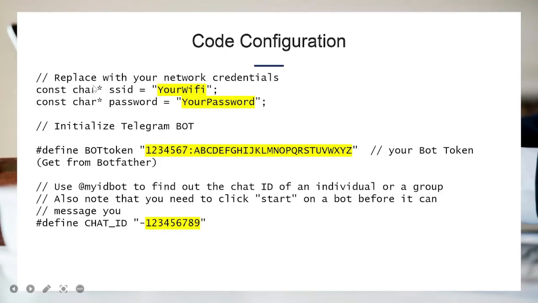And then on the code, you need to just replace the SSID for your Wi-Fi and the password. Enter the bot token that BotFather provided, and then enter the chat ID, and that is it. So you can download the code from the link below.